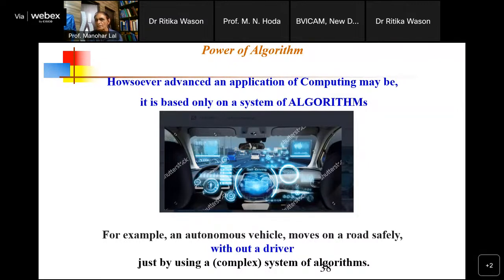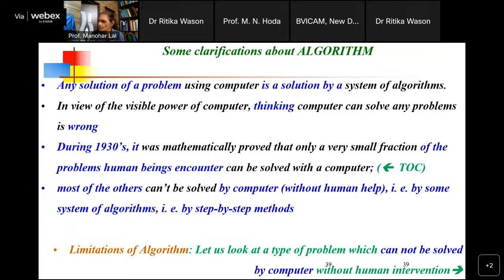We are discussing algorithms from ancient times to the modern, and we mentioned the power of algorithms. Now, some clarification. After looking at the power of algorithms, particularly automated driving, we think that everything can be done through algorithms. No, it is a misconception. First of all, we know any solution of a problem using a computer is a solution by a system of algorithm. In view of the visible power of computers, thinking a computer can solve any problem is wrong.